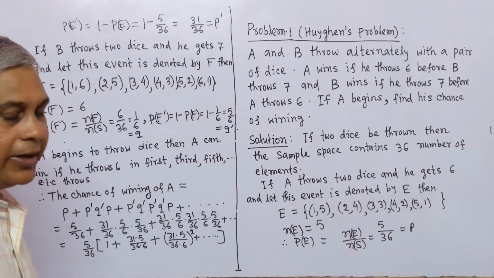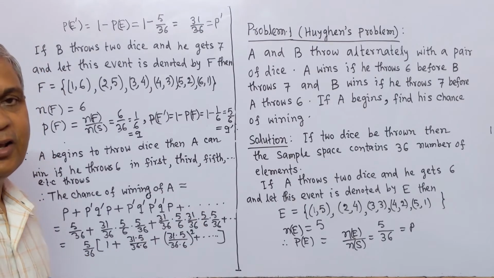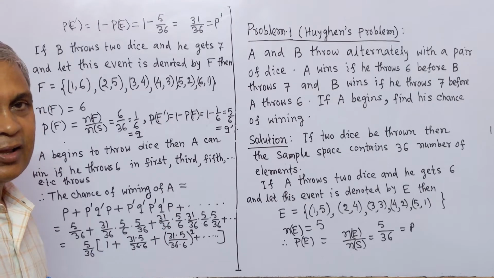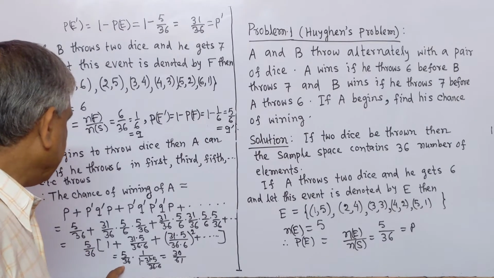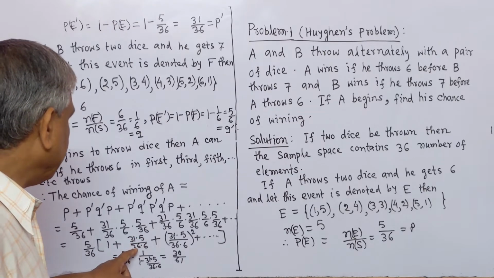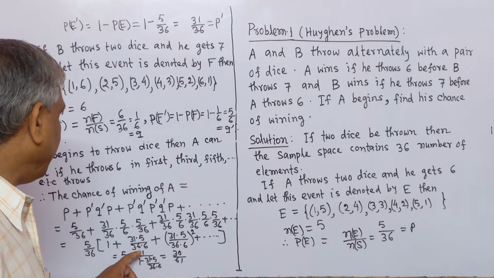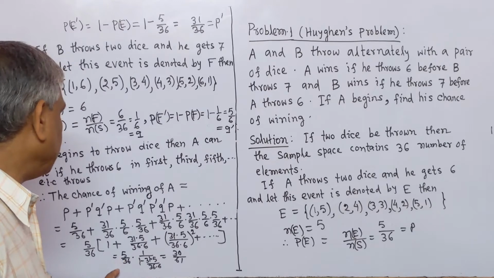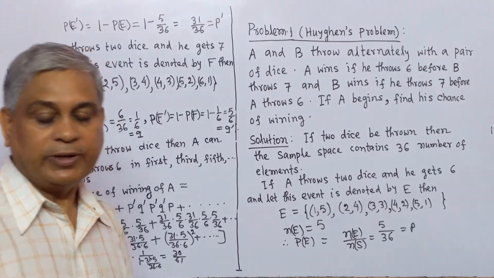The term under the bracket is an infinite series which is in GP. Common ratio is less than 1. Therefore, we may write this equal to 5 by 36 into 1 by 1 minus common ratio, and here the common ratio is 31 multiply 5 by 36 multiply 6. That means 1 by 1 minus 31 multiply 5 by 36 multiply 6, and this is equal to 30 by 61. So our problem is solved.